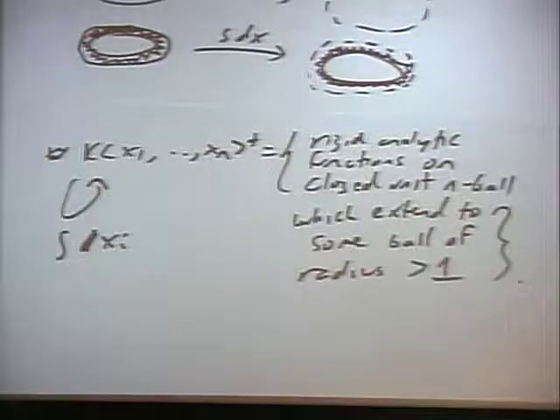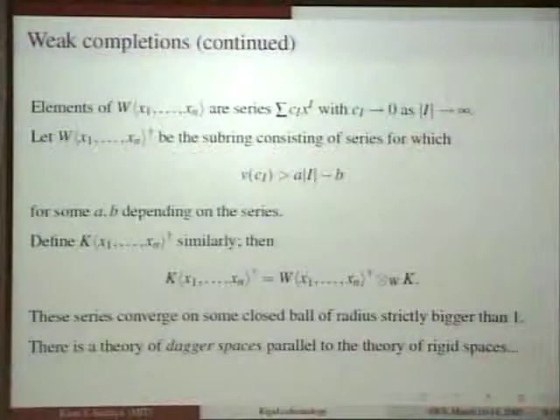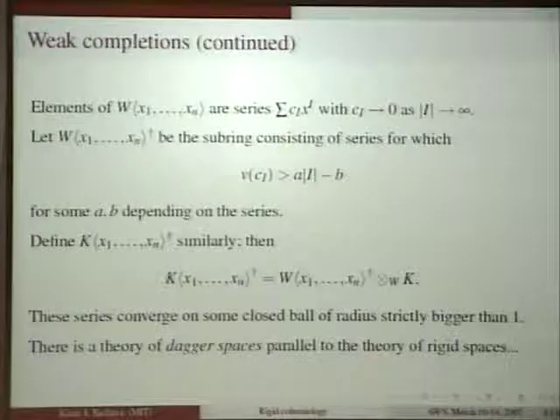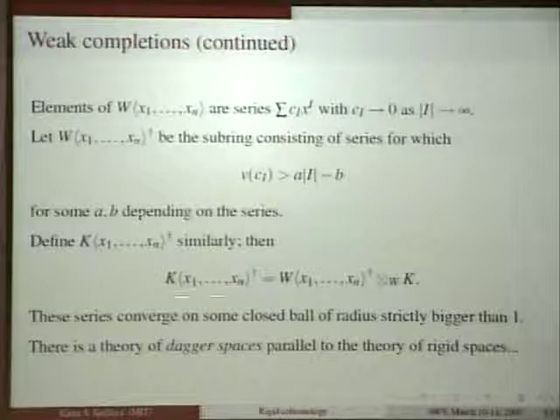And so you can imagine patching spaces made out of these things together to get a so-called dagger space. It will then have a map that turns it into a rigid space by replacing all the dagger algebras with their p-adic completions, which are affinoid algebras. This is, of course, not p-adically complete, because I imposed this strong condition.